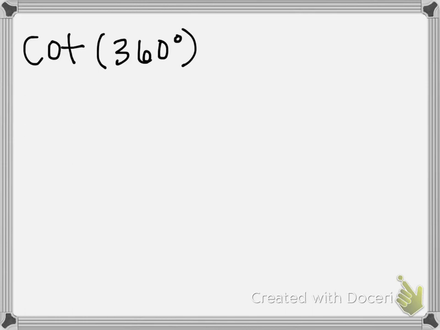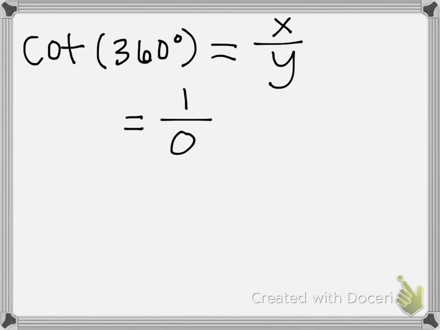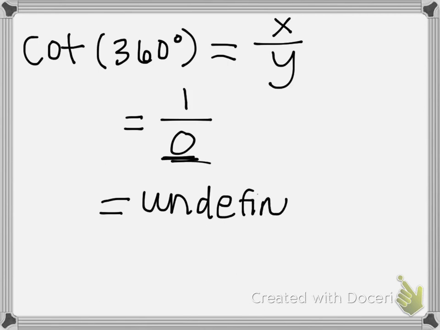All right, now for cotangent, we want to do x over y. So at 360 degrees, our x value is 1. Our y value is 0, and we're dividing by 0. That's rude. We can't do that. So cotangent of 360 degrees is undefined.